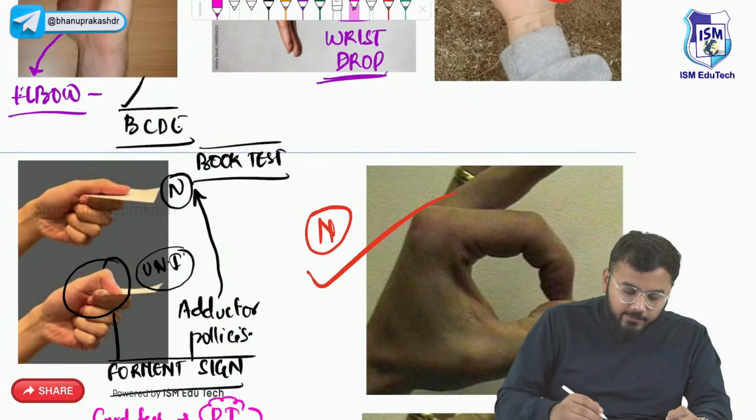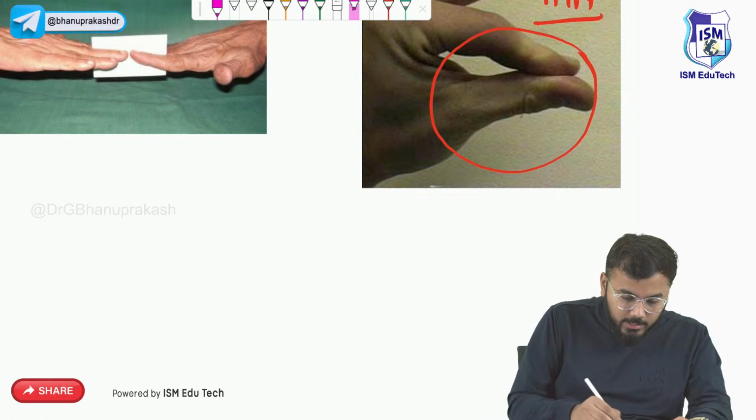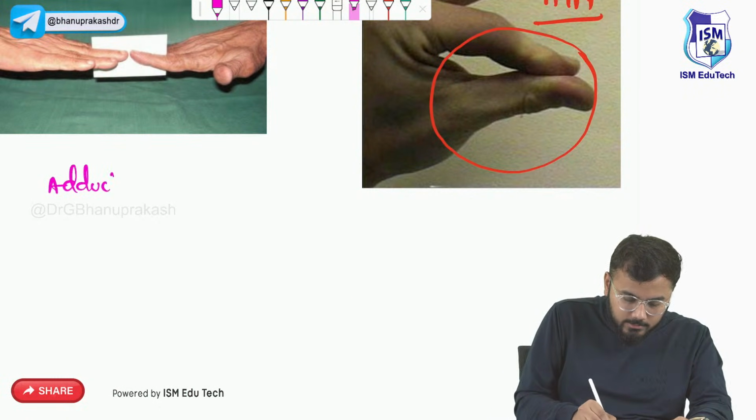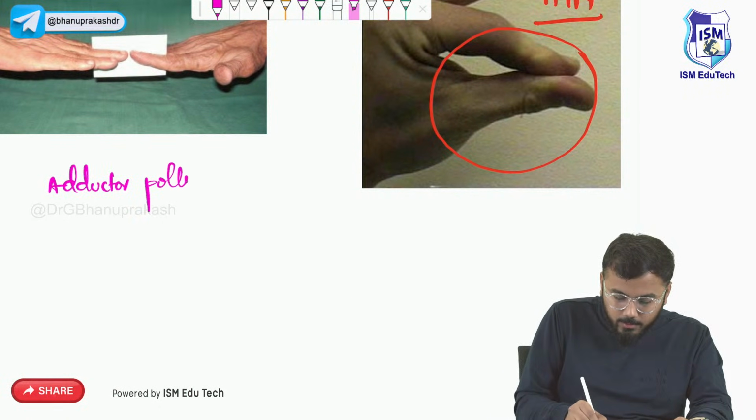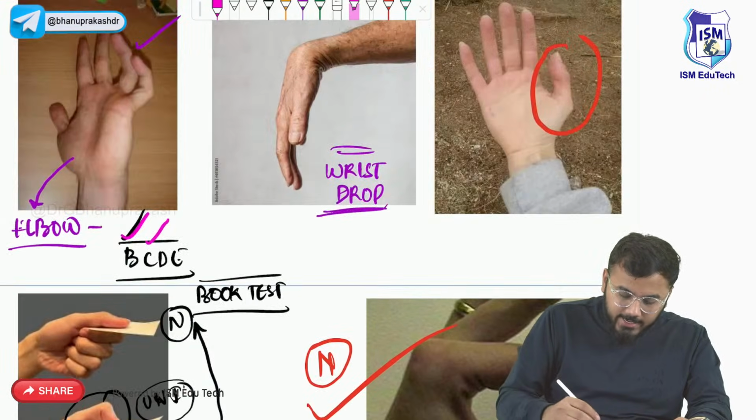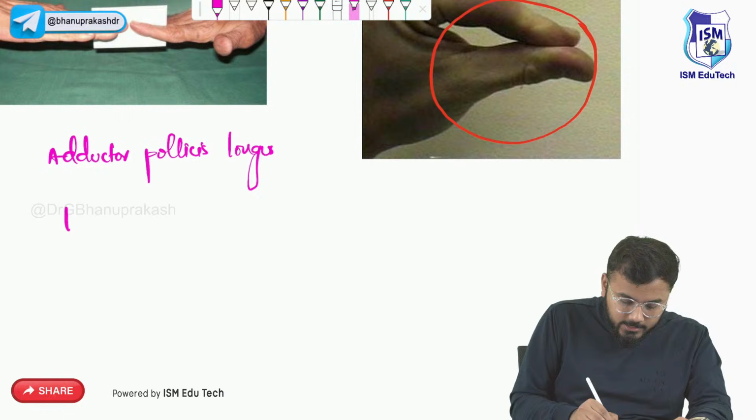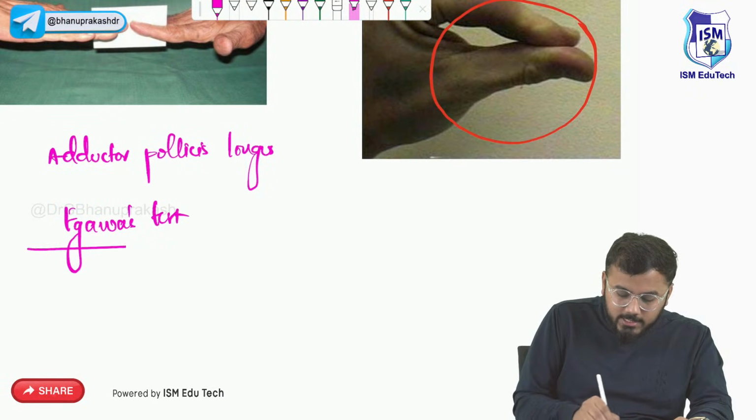Next important, after book test and card test, we have got D. D stands for adductor pollicis, longest test. Okay. And finally, E stands for Igawa's test. What is Igawa's test?